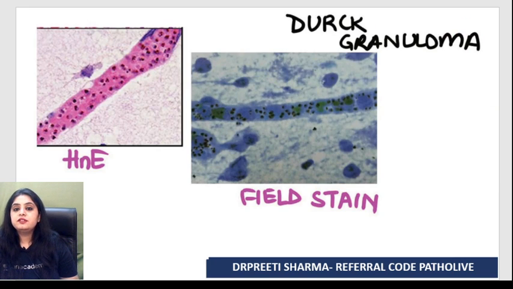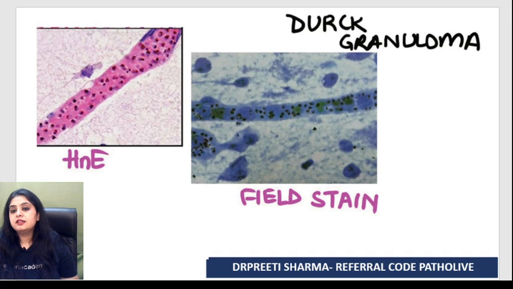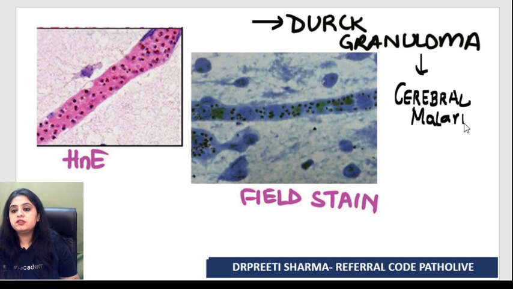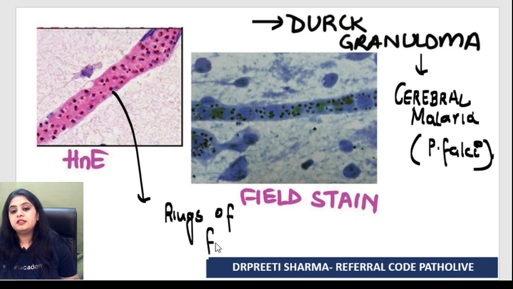Next, what is this granuloma which looks like two parallel lines and then multiple dots inside it? This is known as a Dürck granuloma. Dürck granuloma is seen in a case of cerebral malaria. Which malaria species is very commonly implicated in this? Plasmodium falciparum. So the granuloma of Plasmodium falciparum is known as a Dürck granuloma. These that you're seeing here and here are nothing but rings of Plasmodium falciparum.